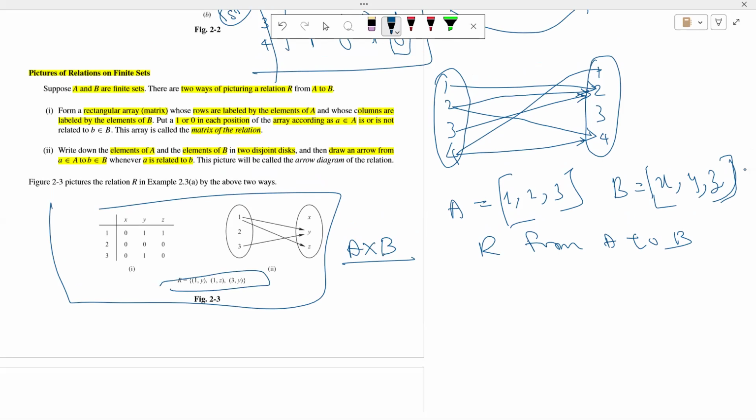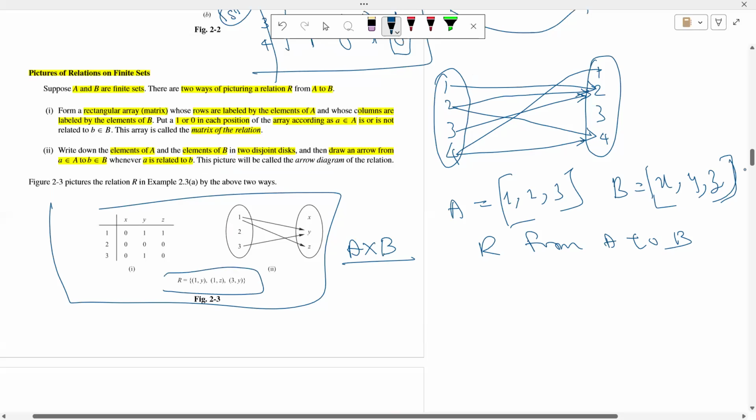Just think about this is the relation they are telling. Now we need to plot the matrix diagram as well as the functional graph, right? So first we will look at the matrix diagram.